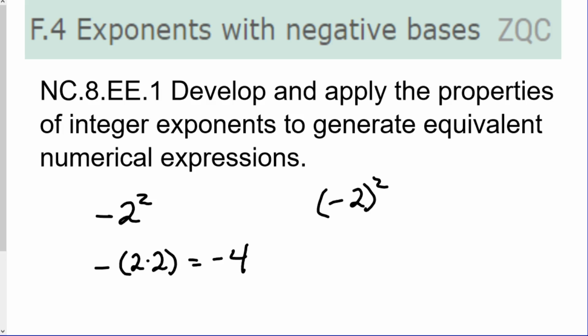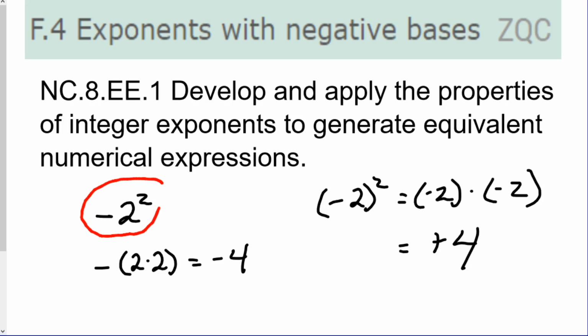However, in the second example, this is negative 2, quantity, squared. So notice the pause in the way I say it. This is really negative 2 times negative 2, which is positive 4. Those are completely different answers. And if you type these in the calculator this way, the calculator is going to do exactly what you ask it to do. If you type it in like this, you're going to get negative 4 because it's going to do the exponent first, which is correct. It's not doing anything wrong.